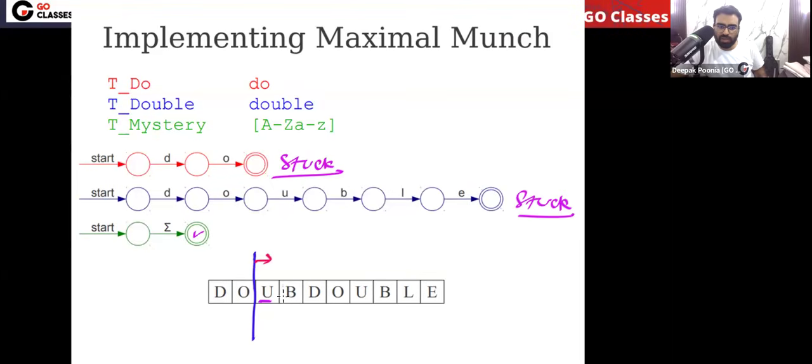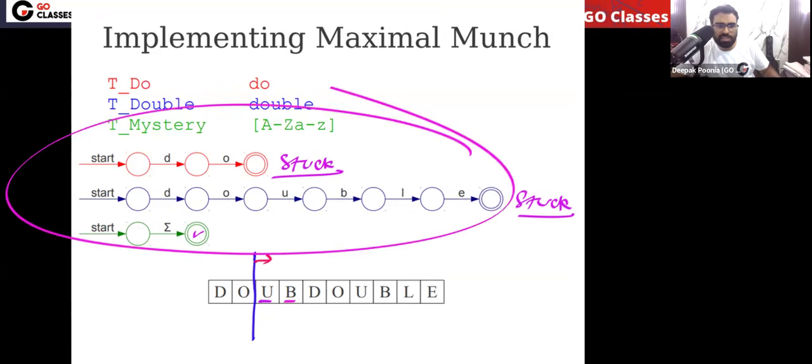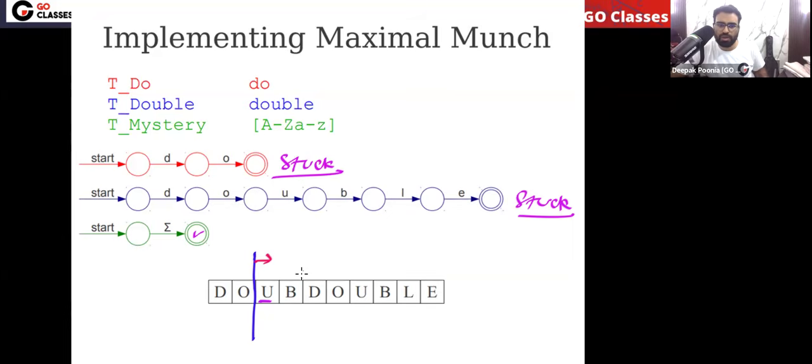Now we will not stop. We will read the next symbol. When you read the next symbol, all these three NFAs are stuck. Is this clear? And one more thing, when you read this U, the third NFA is in the final state. So you put a marker, the last match marker, that so far, this is the last match.